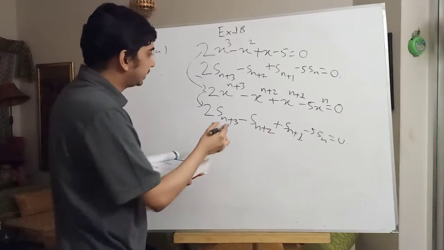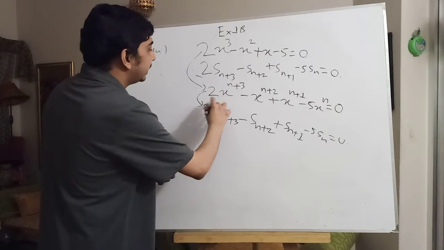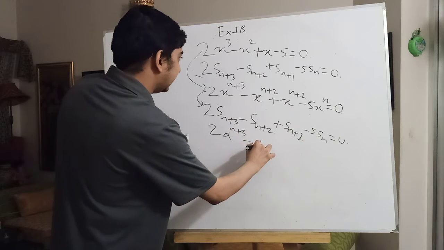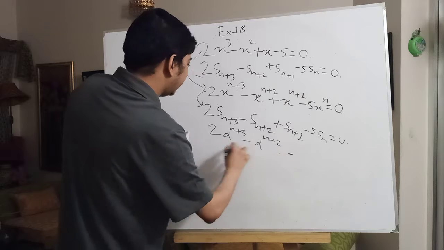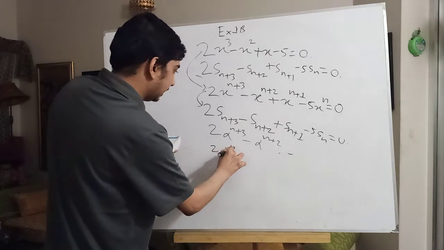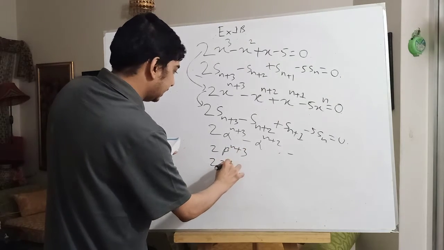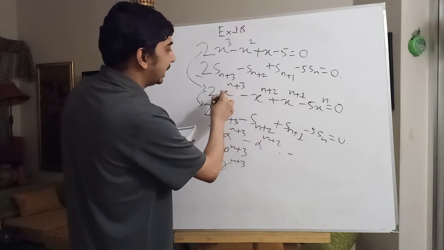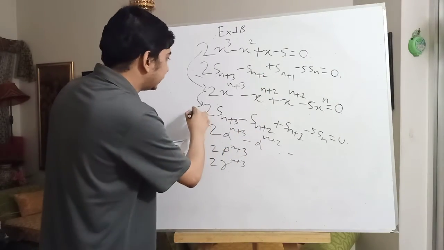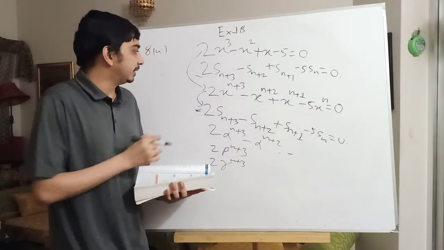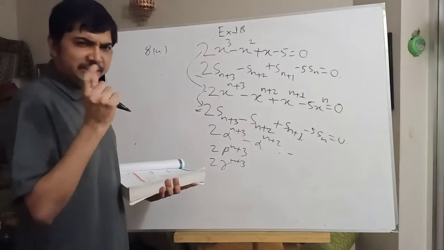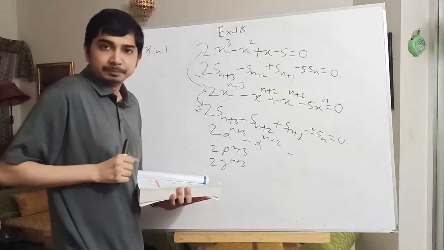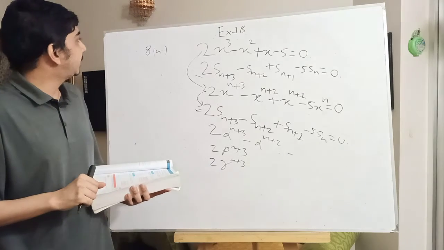If you want to break it down further and show more steps, you can write, for example, 2 alpha to the power n plus 3 minus alpha to the power n plus 2 in this way, then 2 beta to the n plus 3, then 2 gamma. Write the entire equation putting alpha, beta and gamma and then showing the addition. So this is part A, and this is how we prove that. The magic step was multiplying this equation by x to the power n. Okay, so that is part 8A.